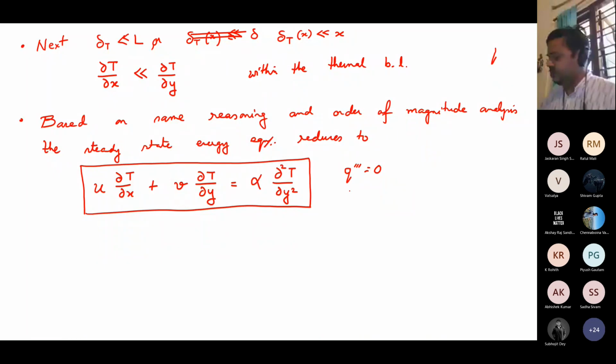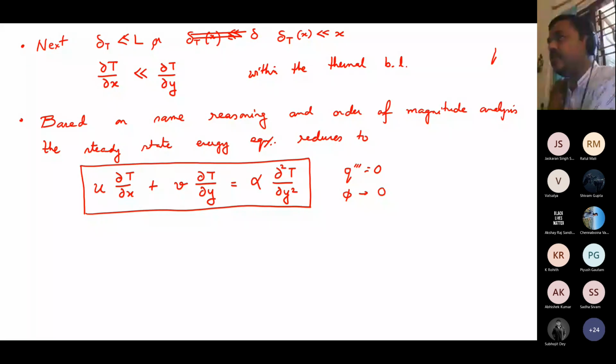So q triple prime equal to 0 and phi is also negligible. So if you look at this equation, you see that there's a marked similarity with what we had solved for momentum. There, what we had solved was u del u del x plus v del u del y is equal to nu del square u del y squared. Okay. Now the boundary conditions were different.